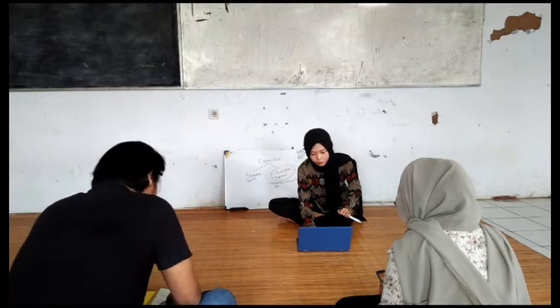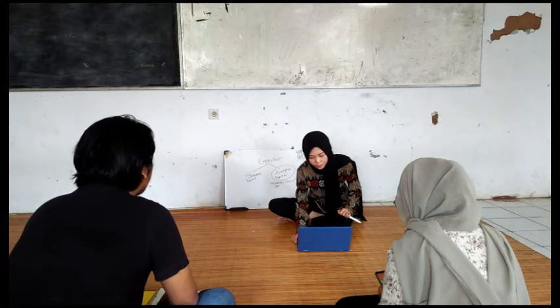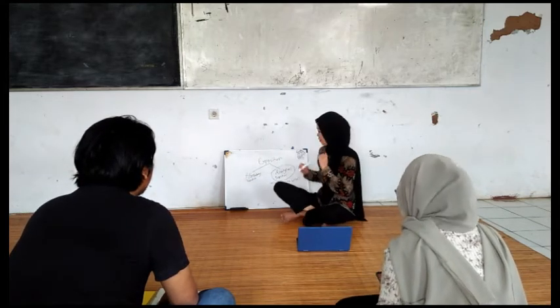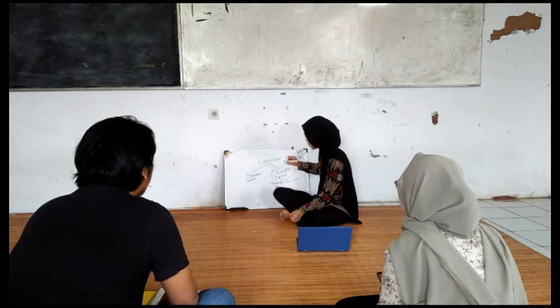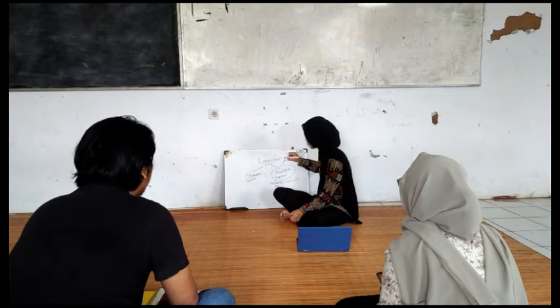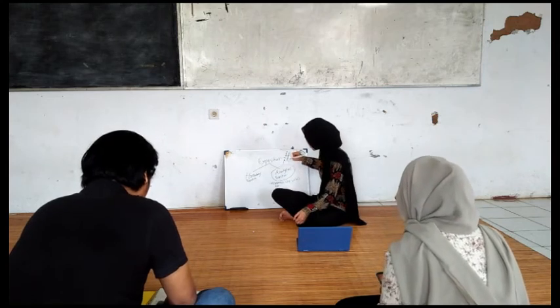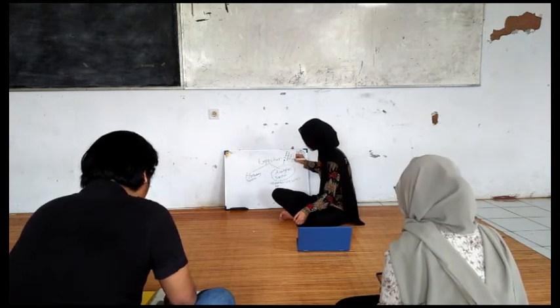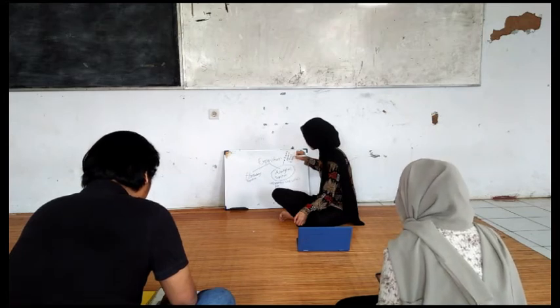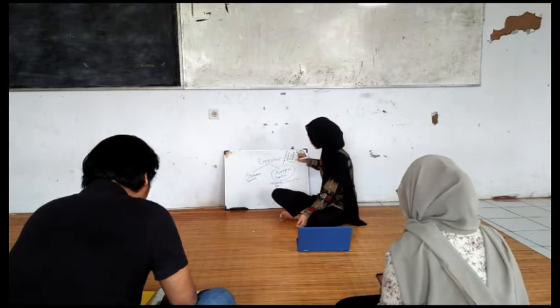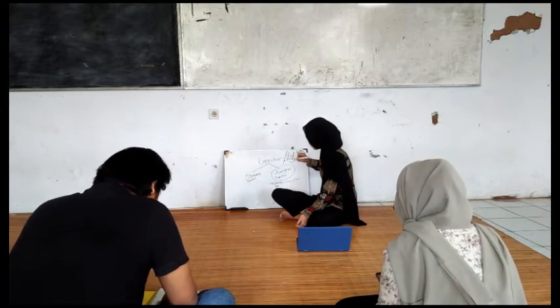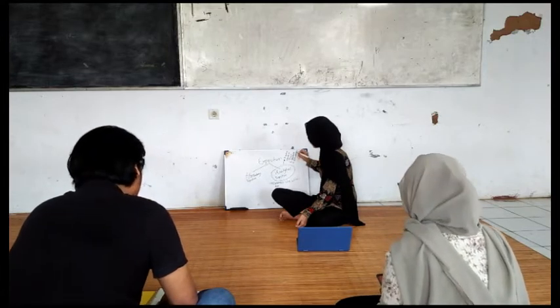Now we would like to explain the generic structure. Analytical exposition has three generic structures. First is thesis. Second is arguments. Third is reiteration or conclusion.